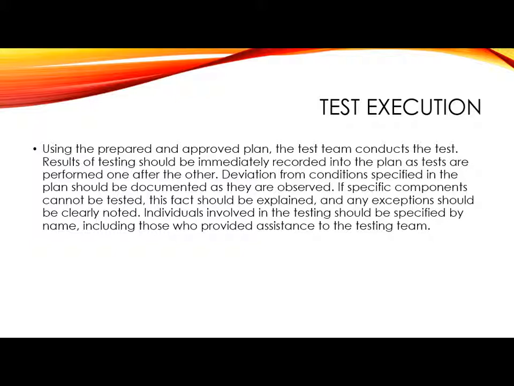Deviations from the conditions specified in the plan should be put in there in case they are observed. In the event of a power failure, we will be conducting this on such and such date. You need to tell them how you're going to do it, when you're going to do it, and any exceptions to your plan also should be noted. Go with me?